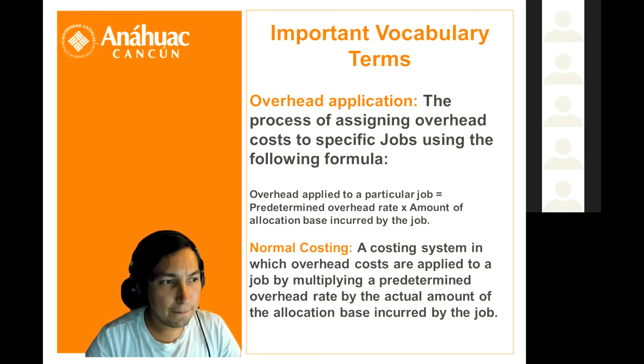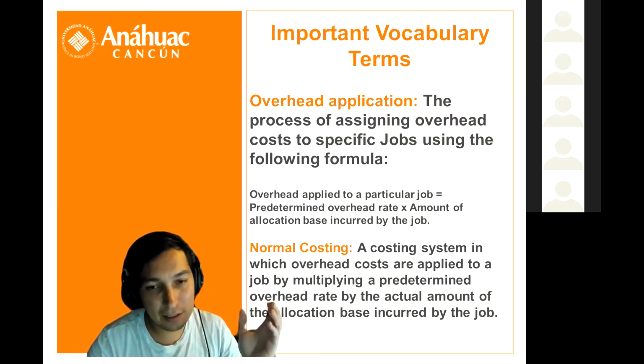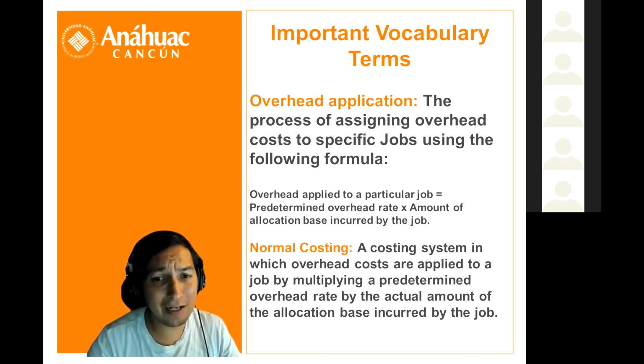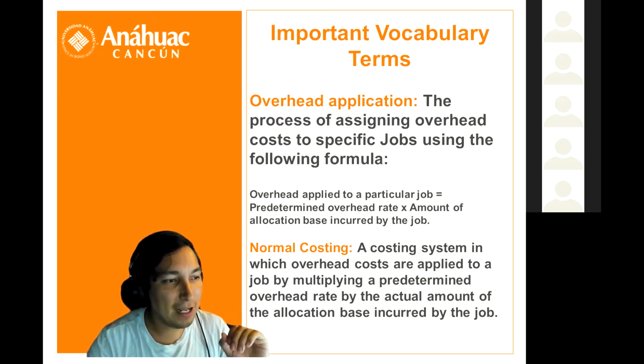So we're going to compute that by taking, remember, the estimated overhead divided by the estimated total amount of the allocation base. More vocabulary. When we talk about overhead application, that's the process of assigning overhead costs to our specific jobs. So we're taking that predetermined overhead rate, which was estimated, but then we're multiplying it by the actual amount of allocation base incurred by that job. That's the part that I missed in your homework, okay?